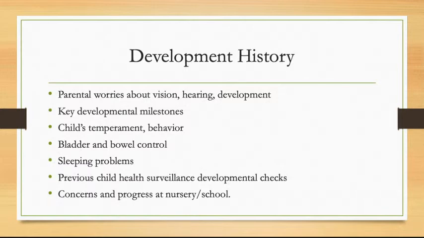areas. Things you can also ask would be child's behavior and temper, because this can relate to conditions such as ADHD, autism. And then other things you can ask are bladder and bowel control and sleeping problems. And then just to round it off, you can ask if they've had previous developmental checks and whether their nursery or school has expressed any concerns about their child.